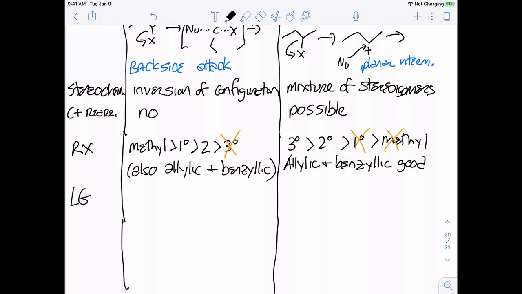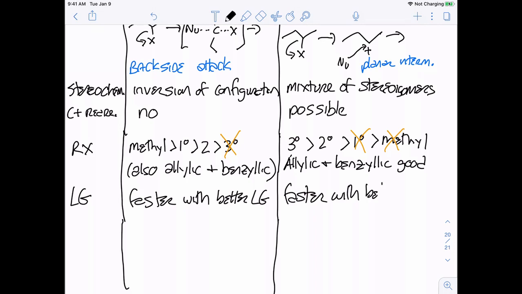Leaving group, faster with better leaving group. Right, since the leaving group, the halogen attached to my partial positive carbon on my alkyl halide, is involved in the rate determining step of both of those. Faster reaction for both if the leaving group is better.